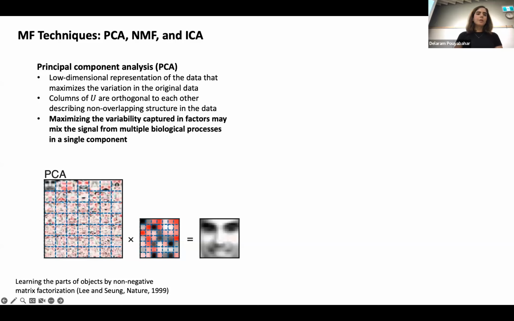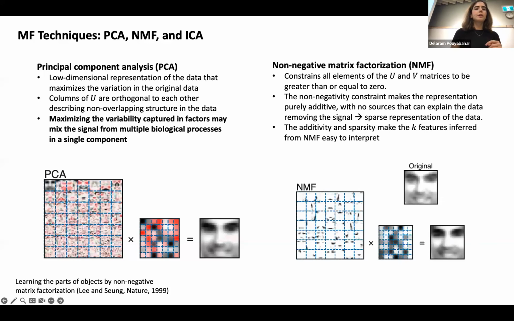But one problem with PCA is that maximizing the variability captured in each of the factors can sometimes mix the signals from multiple biological processes in a single component. That can potentially make the interpretation of the resulting factors difficult. I'm going to talk a lot about this in the next few slides, and the ways that you can overcome that.